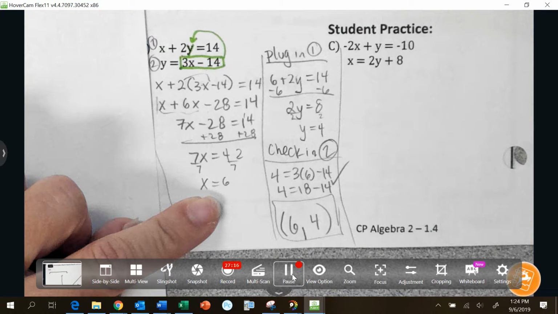So you made a mistake, but what I'm trying to tell you is that if you plug in one of the equations and you check the other equation, you will find out everything. If you plug in and check in the same equation, you won't know you made a mistake. Your mistake was your negative. That's why we have to plug in 1, check in 2.